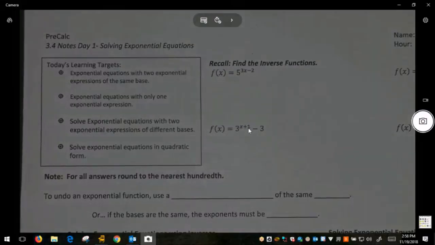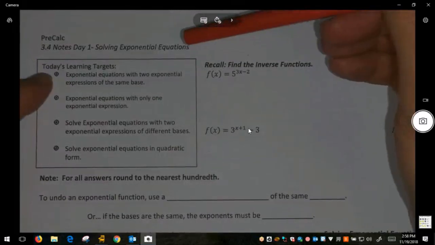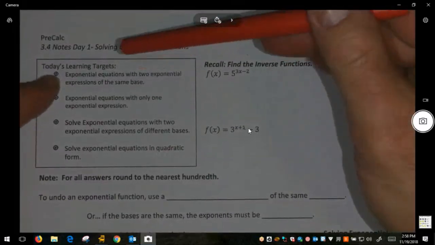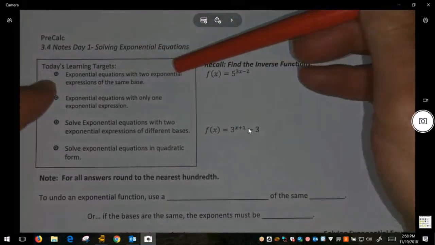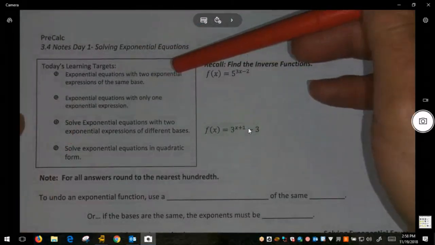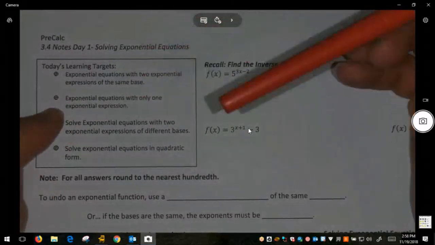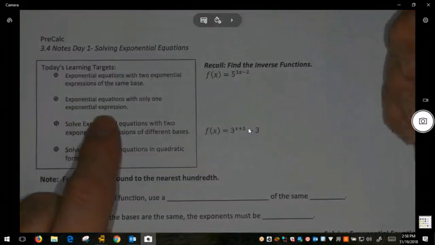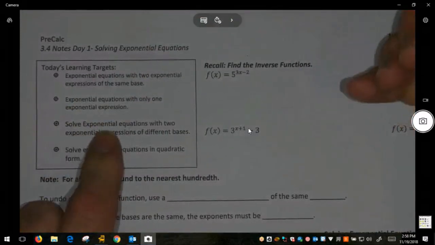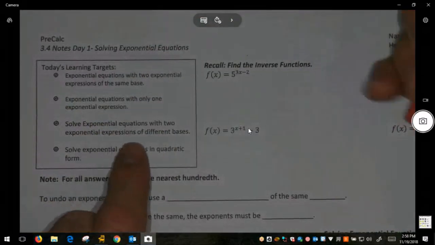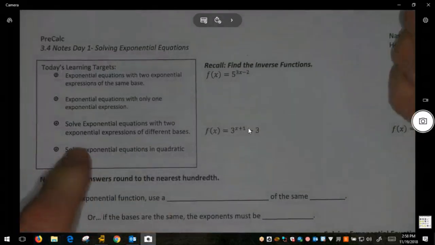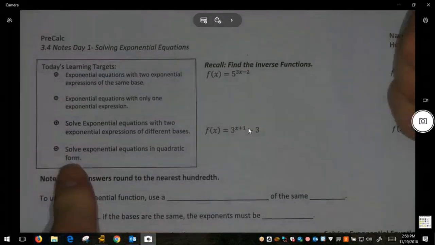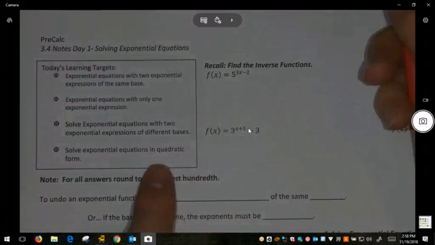Lesson 3.4, Day 1, Solving Exponential Equations. The learning targets for this lesson are that you will be able to solve exponential equations with two exponential expressions of the same base, be able to solve exponential equations with only one exponential expression, be able to solve exponential equations with two exponential expressions of different bases, and that's the tough one, and the toughest one, solve exponential equations in quadratic form.